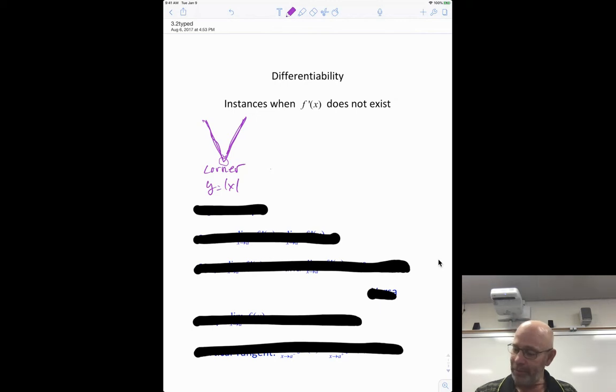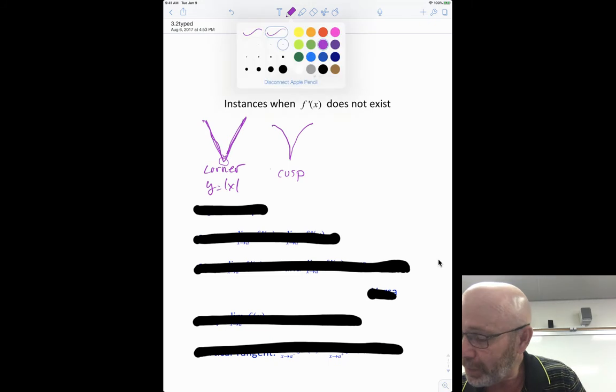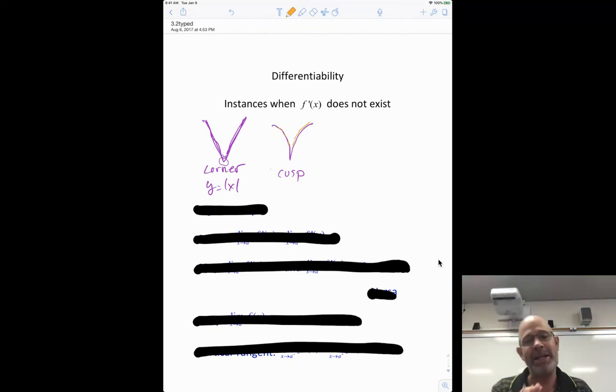The corner could be anywhere, too. The next one looks like this. This is actually called a cusp. It does not have a derivative at that cusp for the same exact reason the corner doesn't: there is no slope there. Notice as I draw on, it has slopes, it has slopes, it has slopes. But when you get to that one spot in the corner, you can't draw one tangent line. So that's called a cusp.